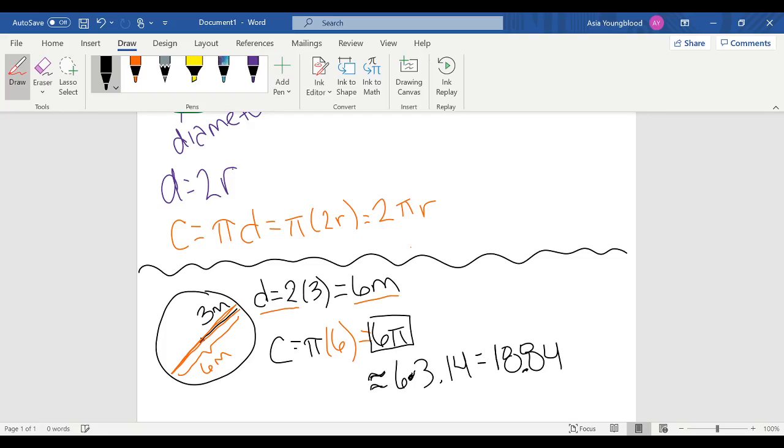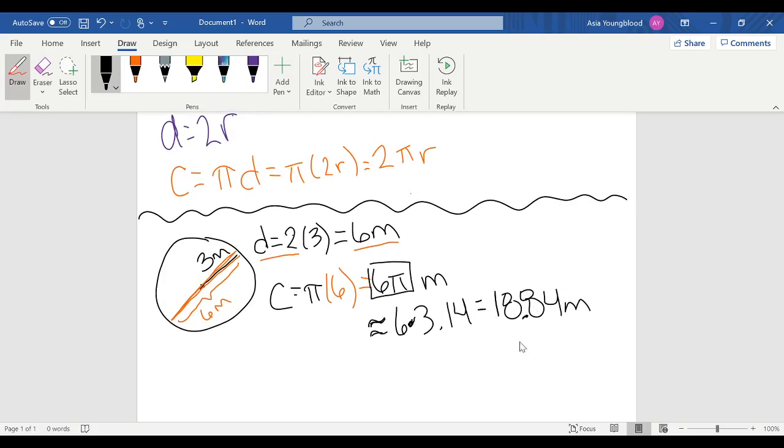And I did forget to do my units, so you want to be precise with your units. These are meters, not square meters. I'm not talking about area, I'm getting confused with algebra. This is a distance, so this distance is in meters. You could also say, to get a better idea of the numerical value, it's 18.84 meters approximately.